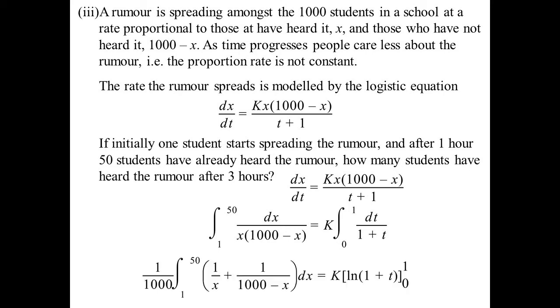Now, of course, this one here we can do via partial fractions. We have 1 on x plus 1 on 1,000 minus x. But of course, that would give me an answer of 1,000 for the numerator. So I need to divide it by 1,000 out the front to balance it out. And the right-hand side, oh, that's just simply the log of 1 plus t. So let's keep going with that.